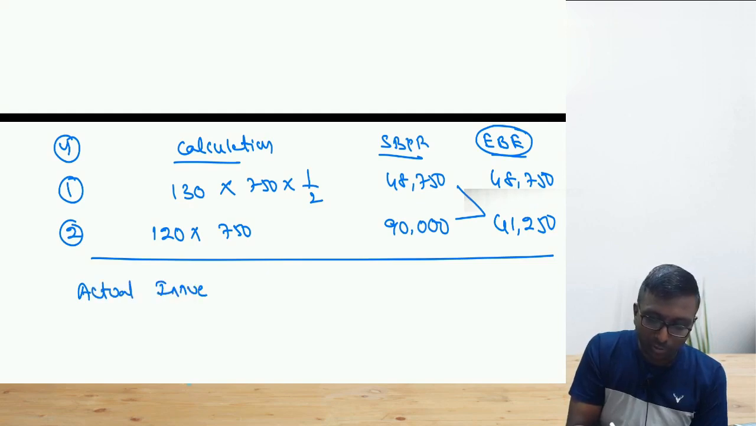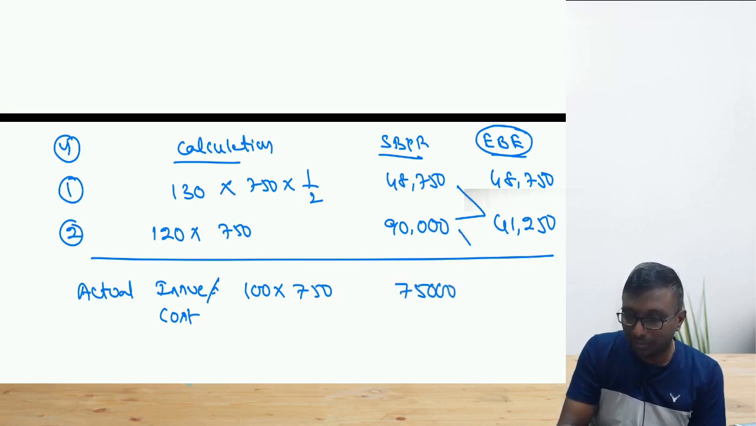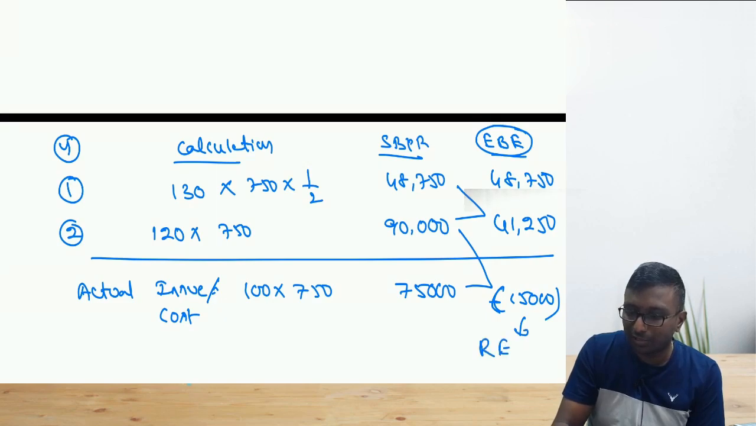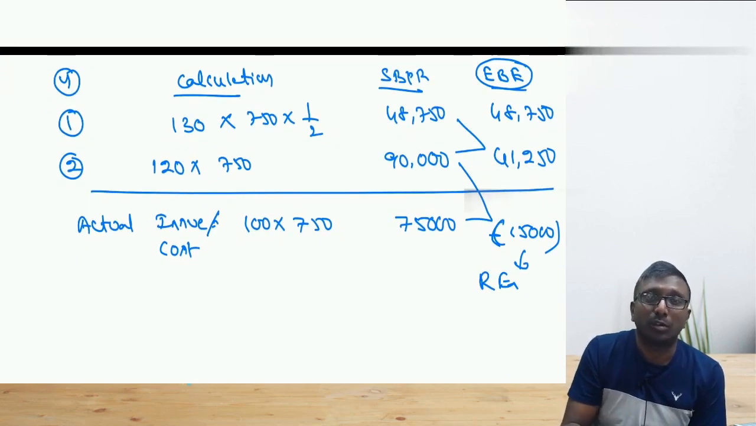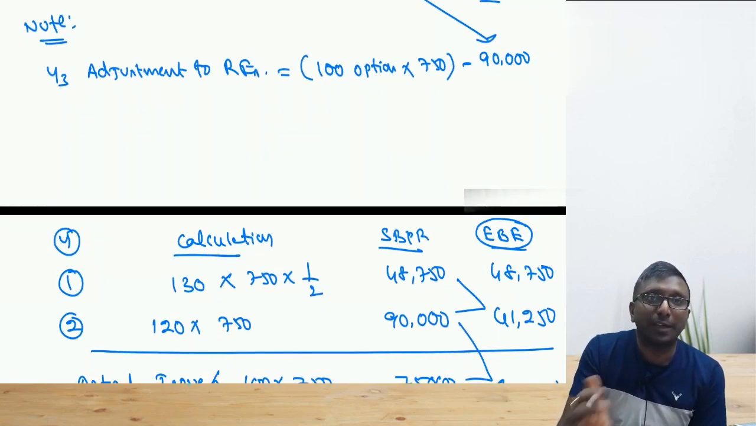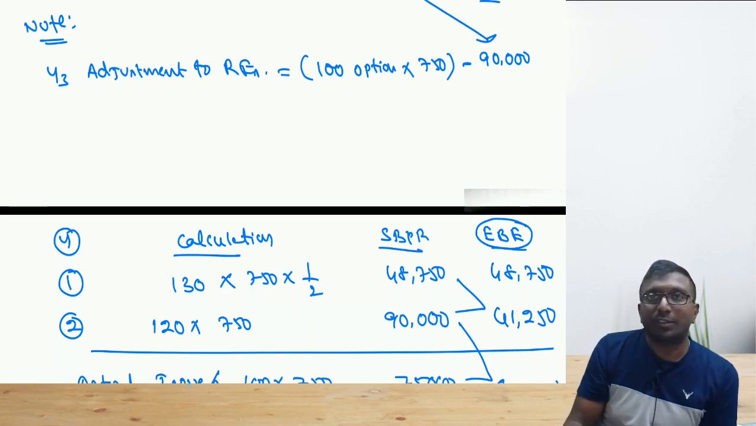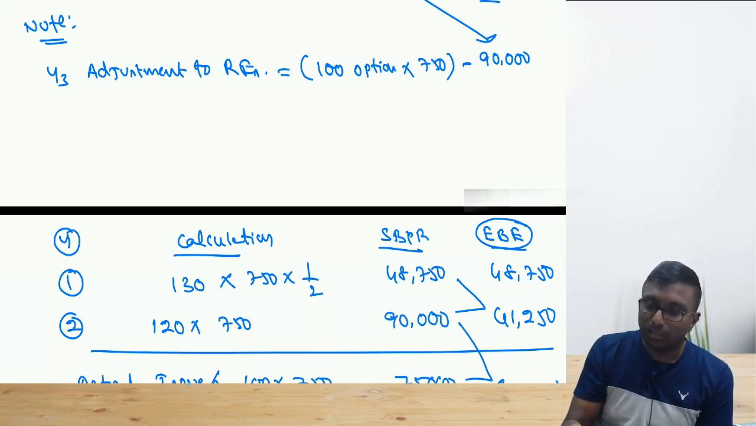But the actual issue is how much? Actual issue is 100. So actual cost is 100 into 750, which is 75,000. That means you are supposed to do minus 15,000 rupees to retained earnings. Have you understood? 100 into 750, 75,000, minus 90,000, that is the old SBPR. We are not using everything. So shall we write the journal entry for that?